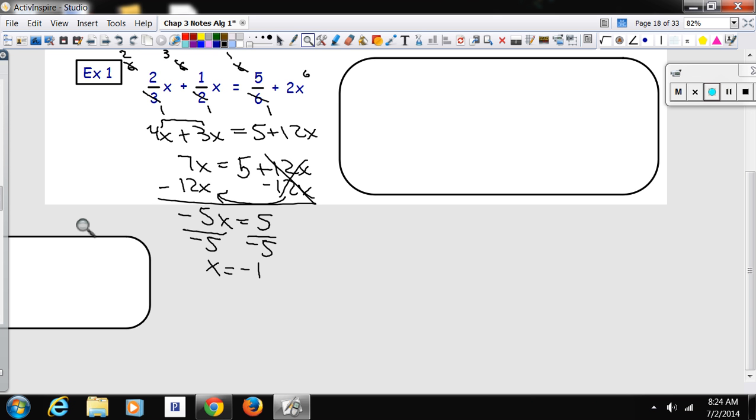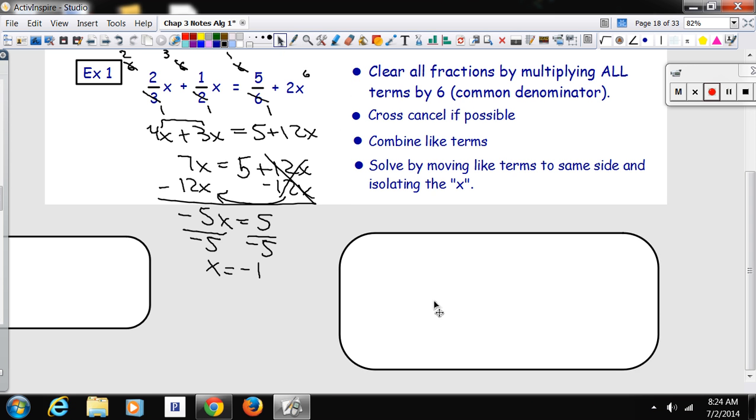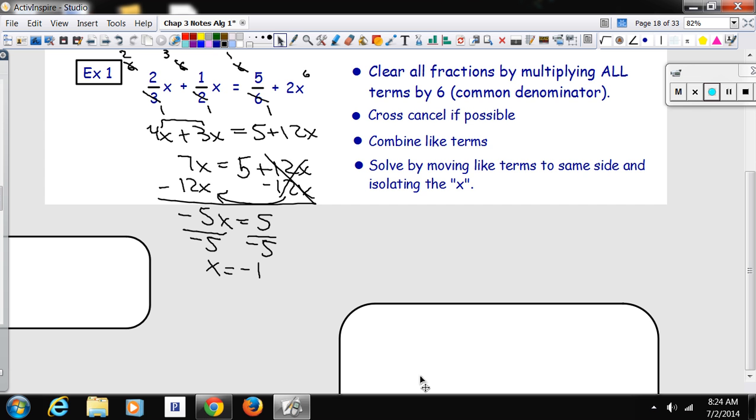It's a lot easier from this point down where there's no fraction. We don't want fractions if at all possible. I forgot the steps. That's what those are there for. Clear all fractions by multiplying all terms by 6. That's what we did first. Cross cancel if possible, which is what we did. Combine any like terms, which we did, 3x and 4x. And then solve by moving the like terms to the same side and isolating the x.